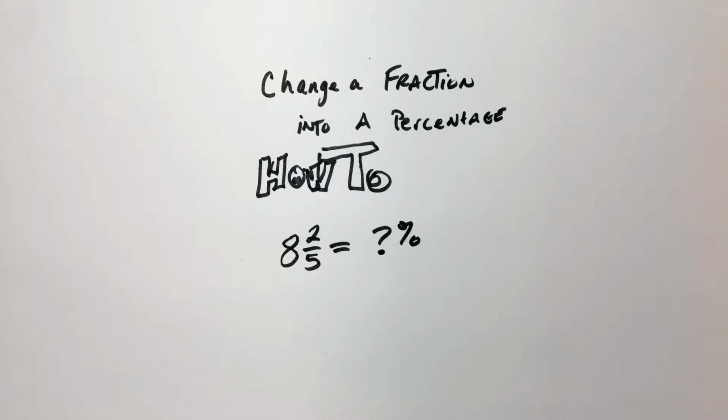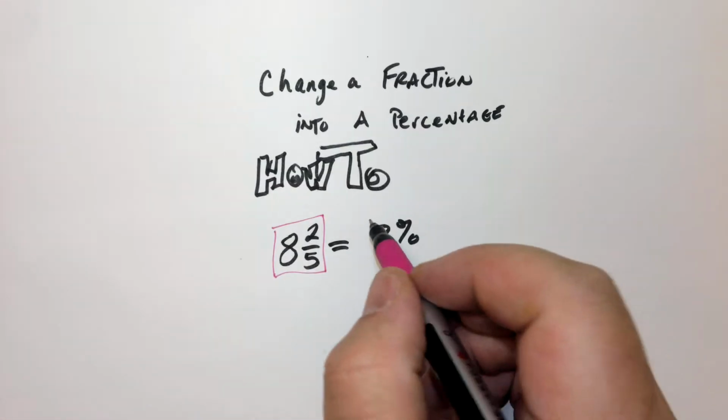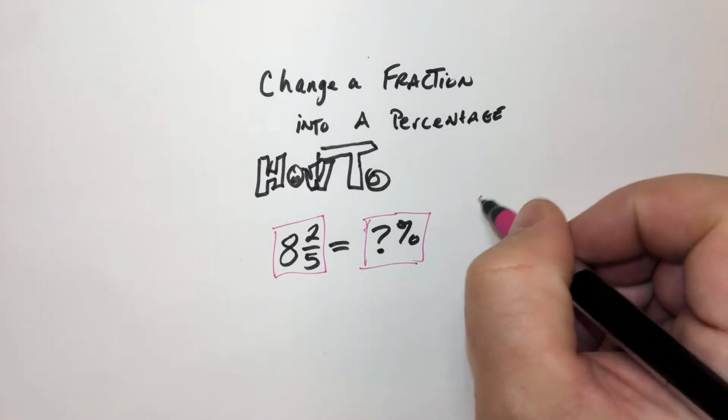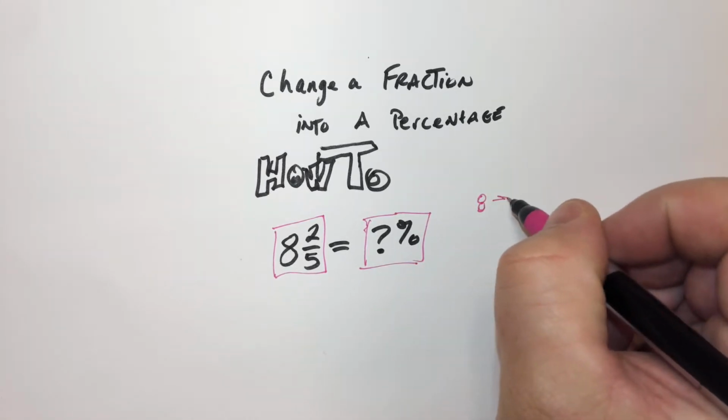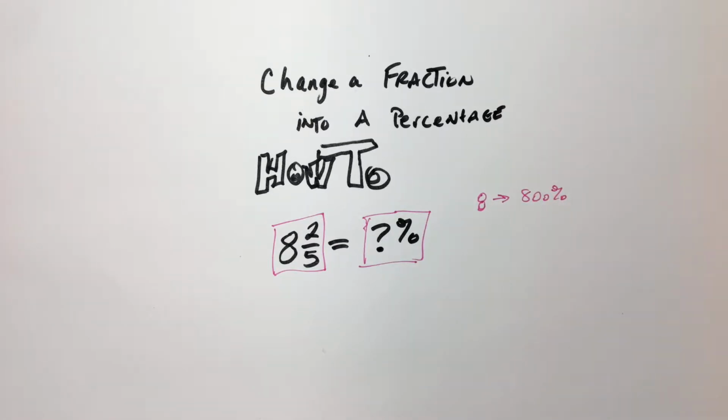Excellent idea. Alright, so that's what we're going to do. We're going to talk about how to change a fraction into a percentage. Well, first of all, do you see the 8 part? 8 would be 800%. So I know I'm going to have a big number. But is that for sure on any mixed fraction like that?